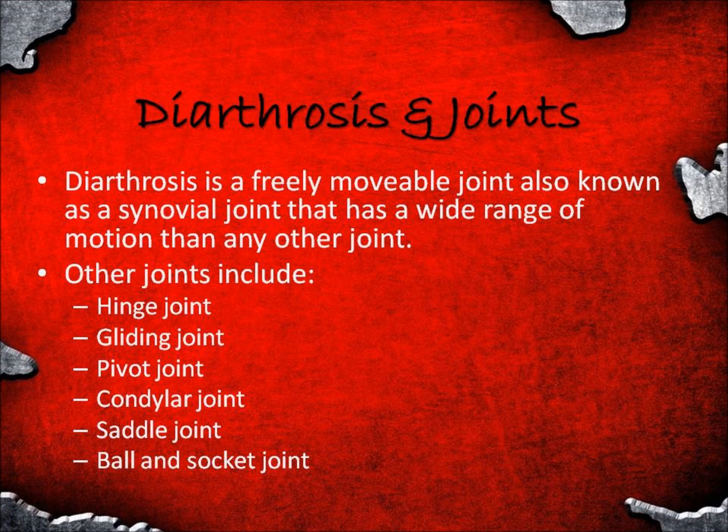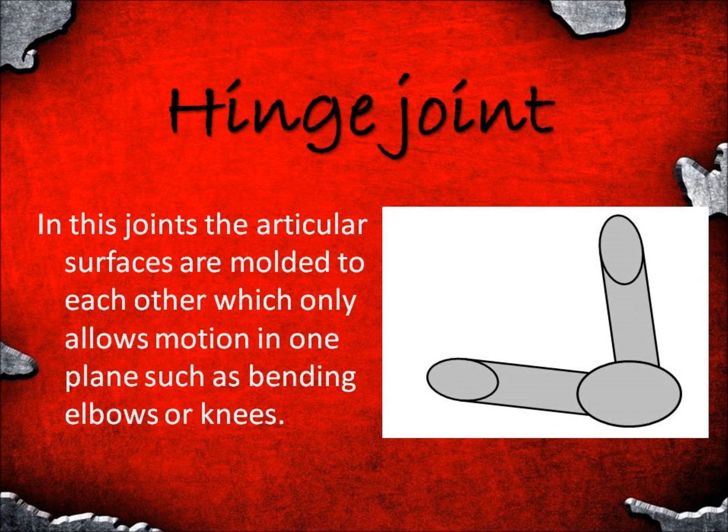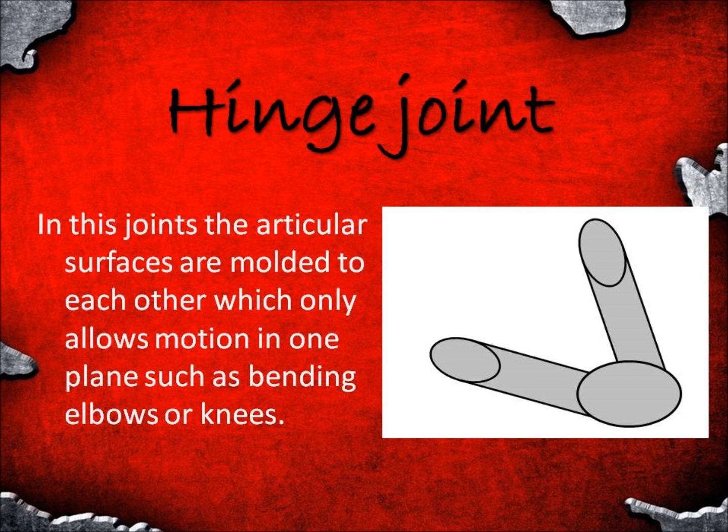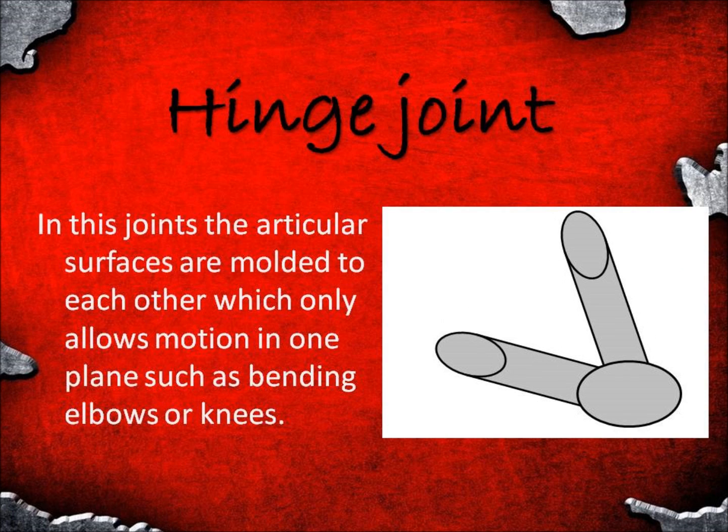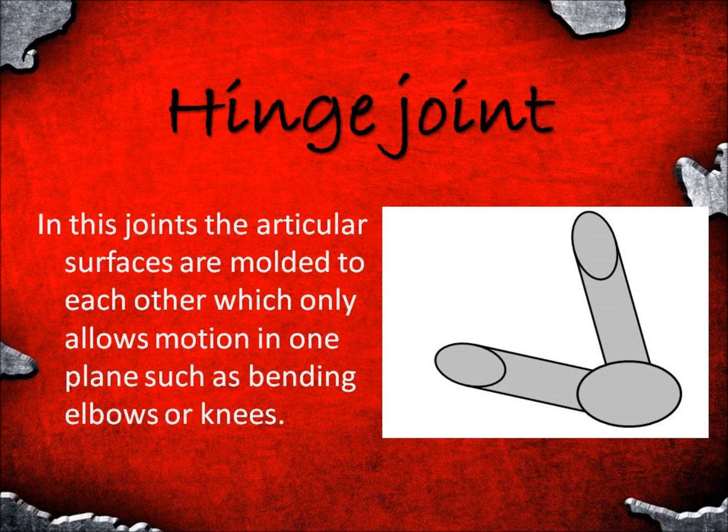The kinds of joints we're going to be talking about today are the hinge joint, gliding joint, pivot joint, condylar joint, saddle joint, and ball and socket joint. The first one is the hinge joint. In this joint, the articular surfaces are molded to each other, which is why it only allows motion in one plane, such as bending your knees or elbows.